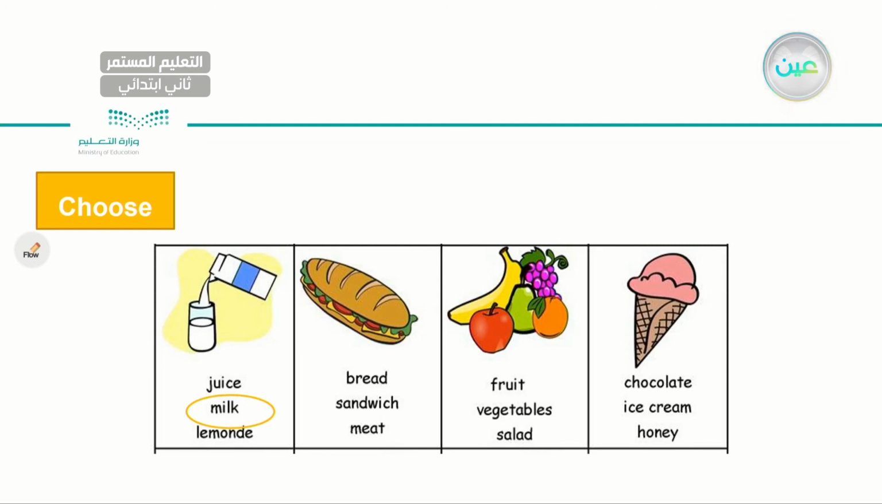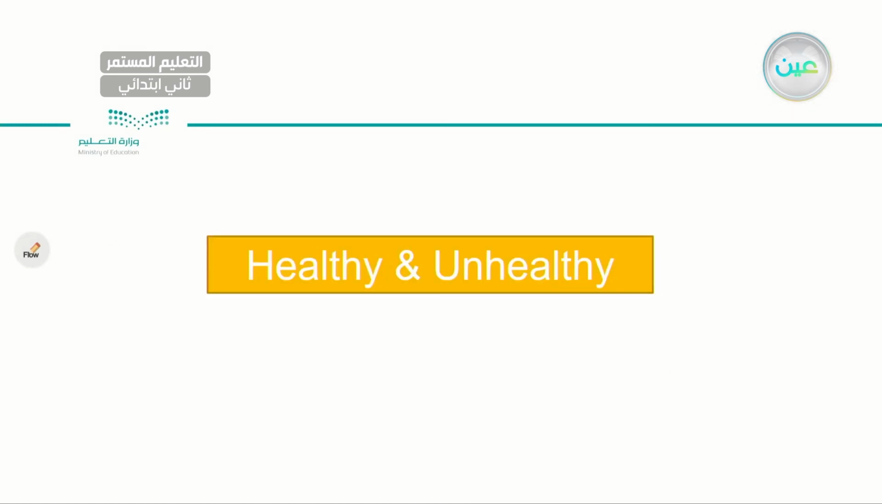Next, bread, sandwich, or meat? What do you think? It's definitely a sandwich. Very good. Next, do we have fruit, vegetables, or salad? What do you think? Here we have fruit. Very good, fruit. And for the last picture, can you see chocolate, ice cream, or honey? I can see an ice cream. Very good.